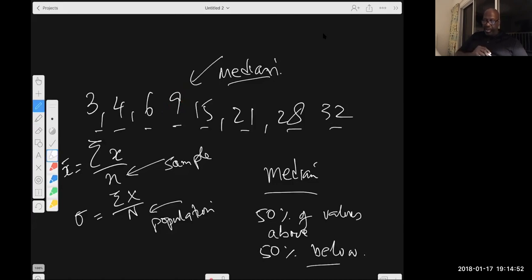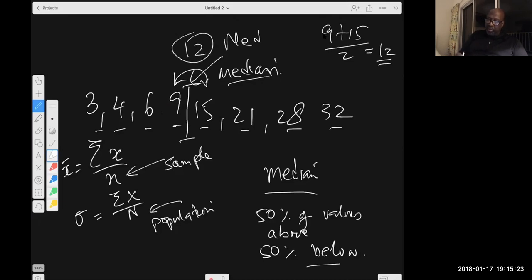So where's the midpoint? If I want half of the numbers above and half below, I want 4 numbers above and 4 numbers below. So my median would have to be in the middle of those 2 numbers. To put a number in the middle of those 2, I must average the 9 and the 15. So 9 plus 15 gives us 24, over 2 is 12. So we would use 12 as the median in this case.